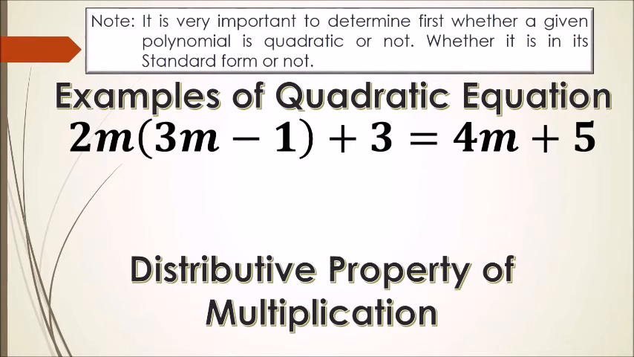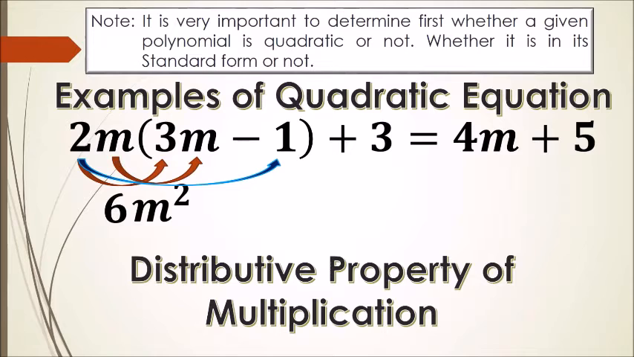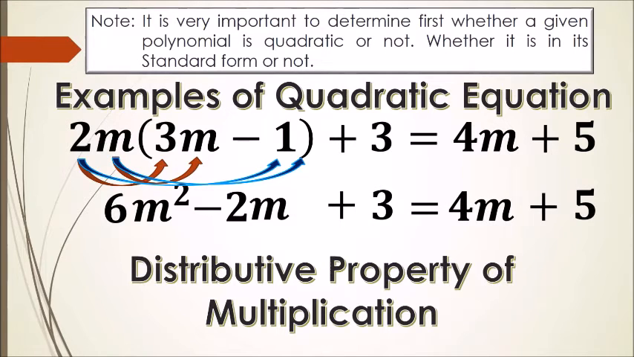We use the distributive property of multiplication. So, paano gawin yan? At saan natin gagamitin yan? Tama, dito sa 2m at saka yung binomial na 3m minus 1. So, 2 times 3, that is 6. M times m equals m squared. Then, we distribute 2m by -1. So, 2m times -1 is -2m. Bring down, plus 3 equals 4m plus 5.